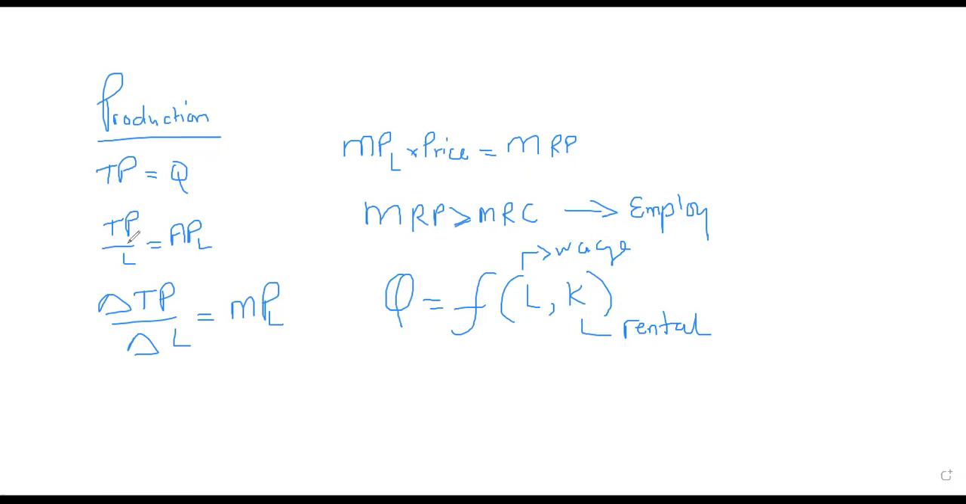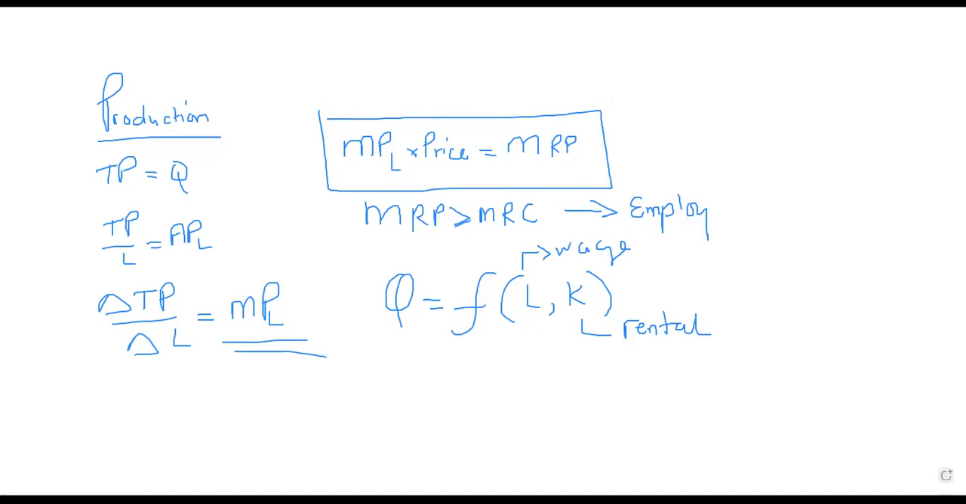When we divide the total product of labor by labor units, we call that the average product of labor. The change in the total product of labor over the change in labor units is what we call the marginal product of labor. When we multiply the marginal product of labor times the price, we get the marginal revenue product. Now, to maximize production, you must ensure that the marginal revenue product is greater than the wage, which we also call marginal resource cost.